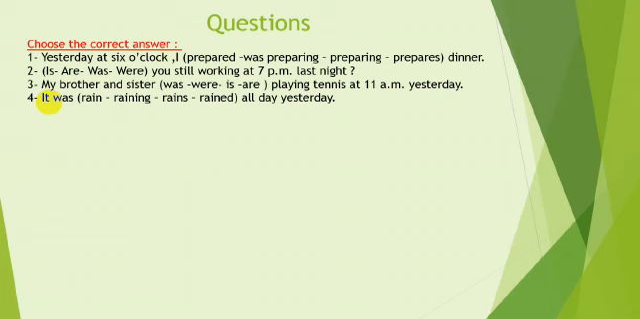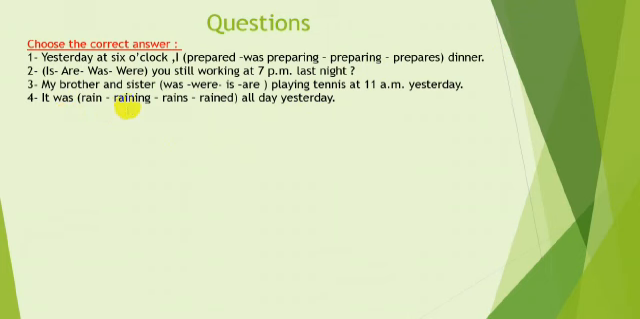Number 4, it is, it was. It was raining. It was rains. It was rained all day yesterday. All day yesterday shows me that we are speaking in the past continuous tense. So what will I choose? The past continuous is was or were plus the verb plus ing. It's going to be it was raining.